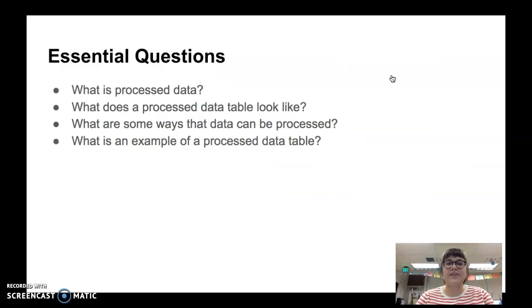So here's what we're going to find out today. We're going to find out what is processed data. What does a processed data table look like? What are some ways that data can be processed? And what is an example of a processed data table?